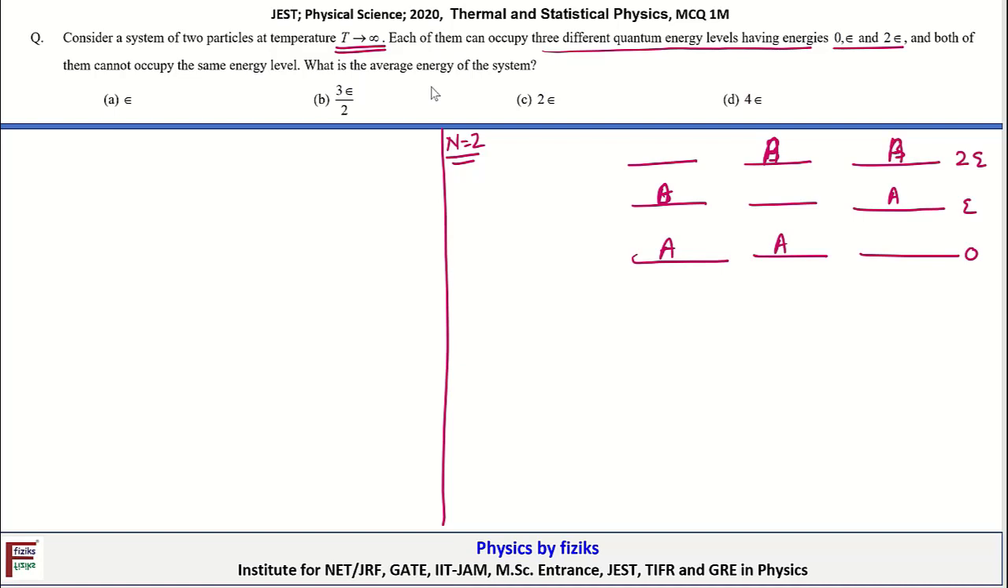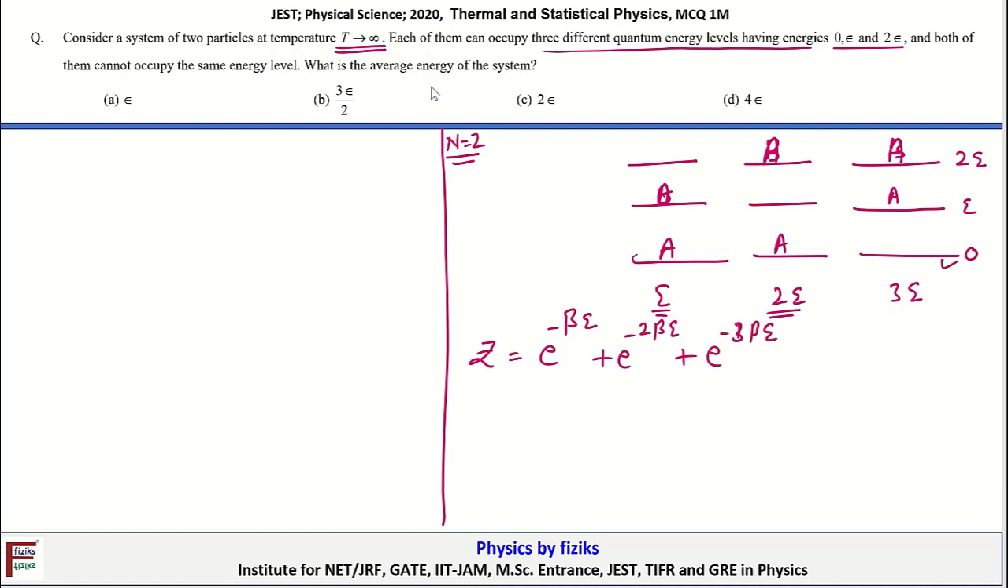Now the energy for this first microstate is 0 for this particle and E for this particle, so that means E. For the second, 0 plus 2E, so 2E for this configuration, and E plus 2E for this third case, the total energy will be 3E. Therefore the corresponding partition function will be Z equals exponential minus beta E plus exponential minus 2 beta E plus exponential minus 3 beta E.